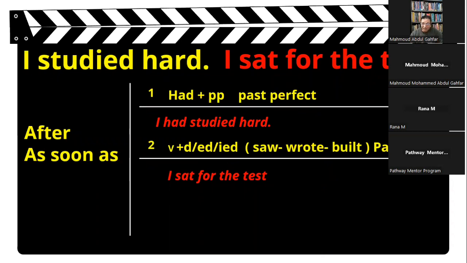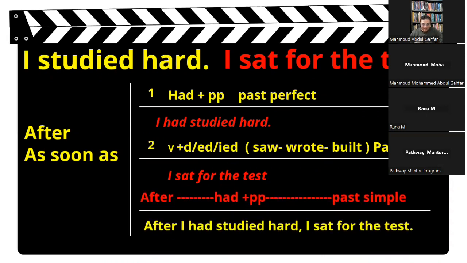And the second action should be in the past simple. Past simple, which is verb plus d or ed or ied. So let's join the two sentences together. We can say, after I had studied hard, I sat for the test. So we joined the two sentences using the connector after here. So after I had studied hard, I sat for the test.